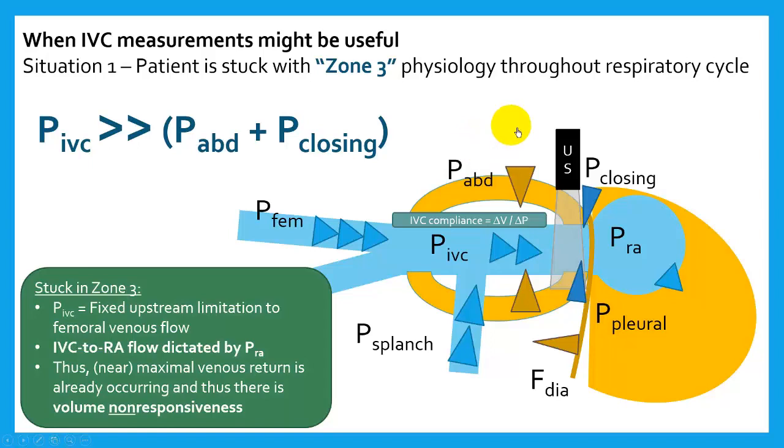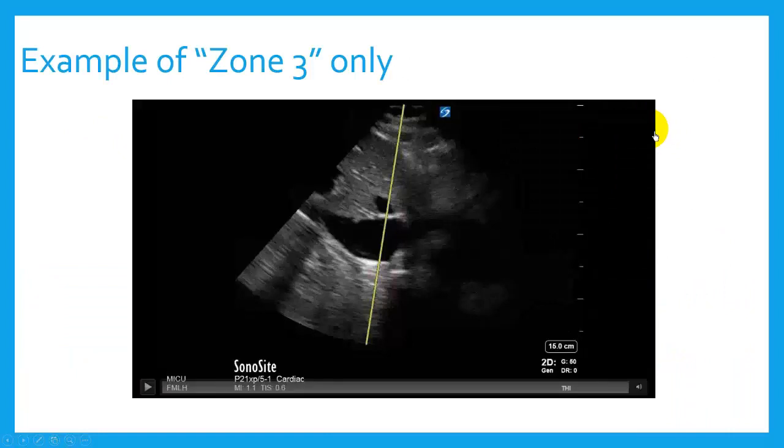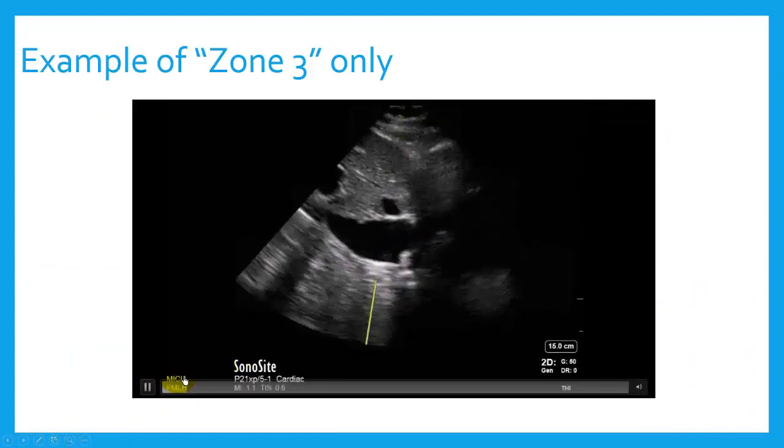It might be helpful to contrast these patients. All right, so we're going to see that here. So femoral venous blood flow is limited by IVC blood flow, and then IVC blood flow is impacted by the right atrial pressure. So here's an example of patients in zone 3, and we'll contrast this to zone 2 in a second, but this is a zone 3 patient.